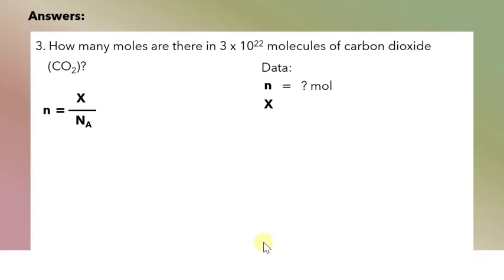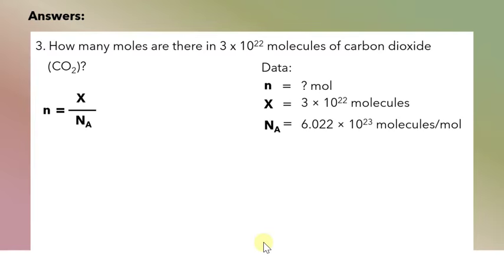Then we have been given 3 times 10 to the power 22 molecules. That is the number of elementary particles they've given us here. Then Avogadro's number is always a constant, which is 6.022 times 10 to the power 23 molecules per mole. Look, it has changed. We were using atoms per mole. Now we are using molecules per mole. Why? Because we have molecules given there.